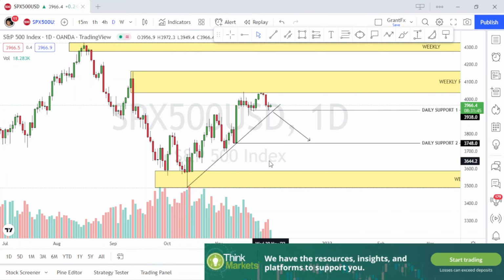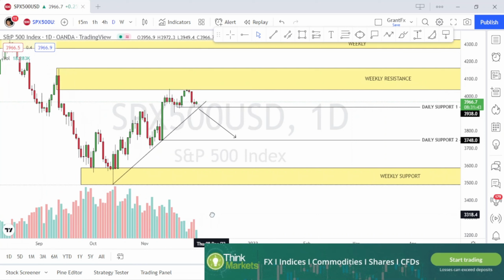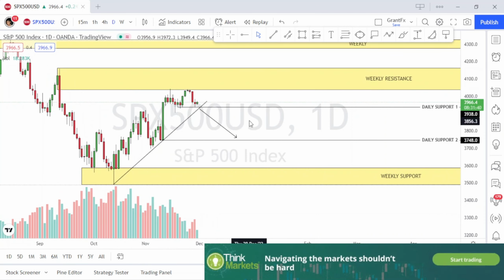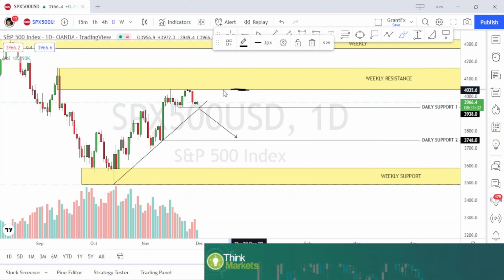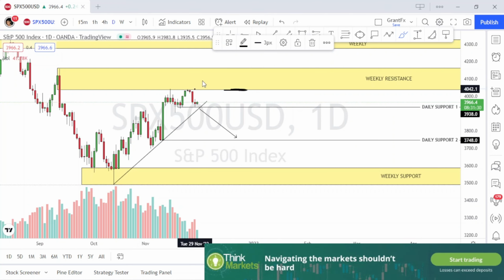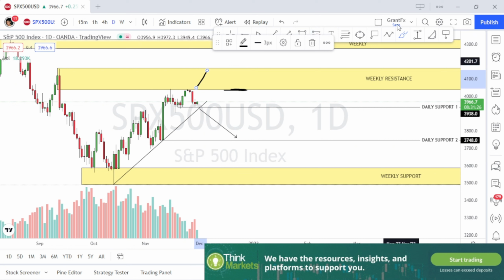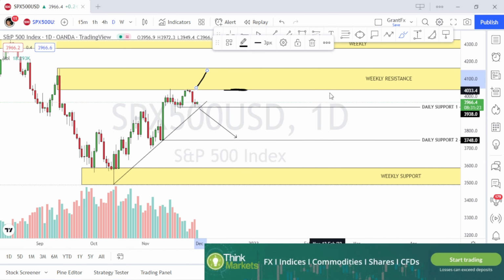So we know that this is our weekly resistance zone. Here on top is our weekly resistance zone, and here is our main support and the main resistance zone. So say the market breaks above this line right here, we can see it going higher to this level, where that's the end of the weekly resistance level. But this is our main resistance level.